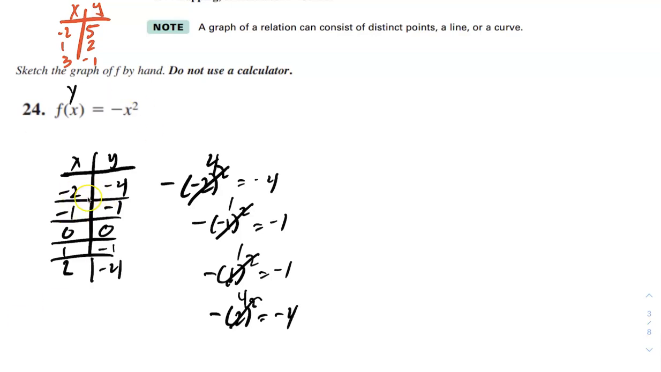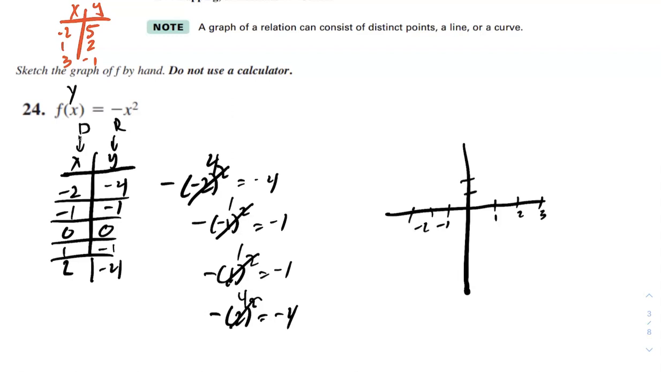So I get these values, right? Again, this would be my domain. This would be my range. And all I have to do to graph it is plot my points. So 1, 2, 3, I don't need to go that far. 1, 2, 3, 4. 1, 2, 3, 4.